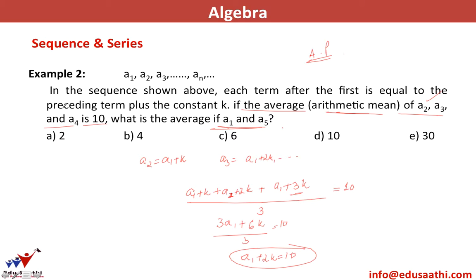So what is the question? Find the average of A1 and A5. A1 is A1, A5 is A1 plus 4k. So average means I divide by 2. So again, 2A1 plus 4k divided by 2 will be A1 plus 2k. And A1 plus 2k I already know is equal to 10. So my answer is 10.